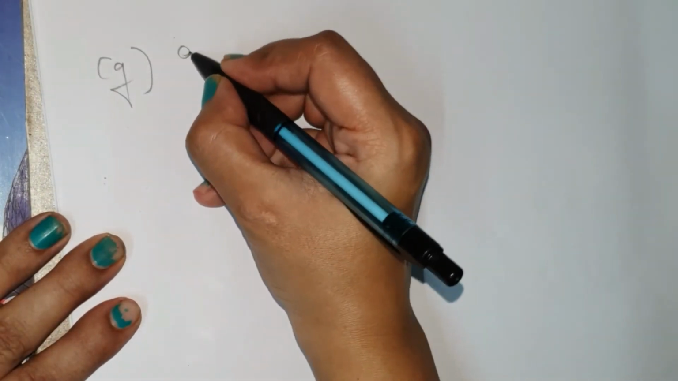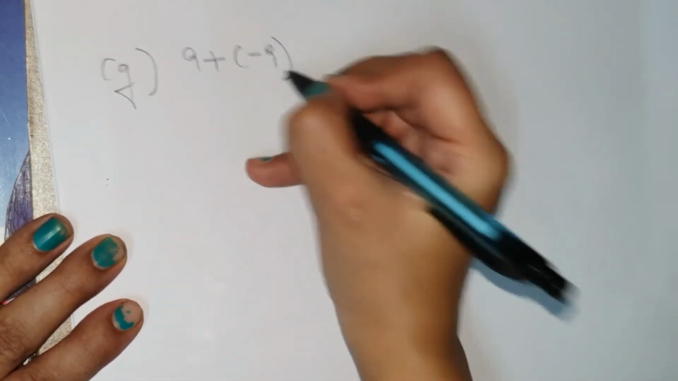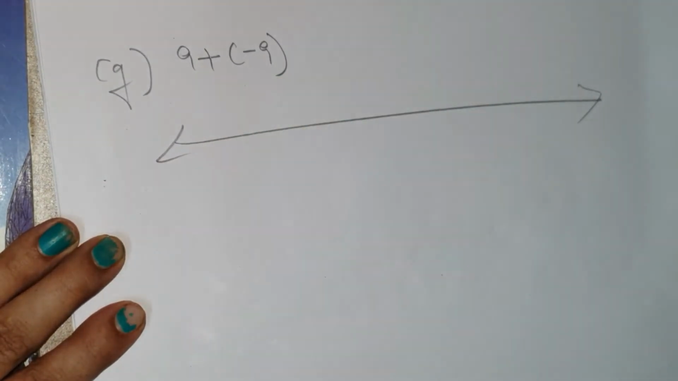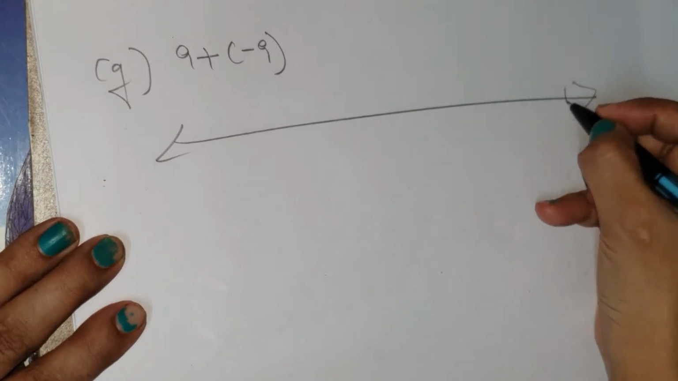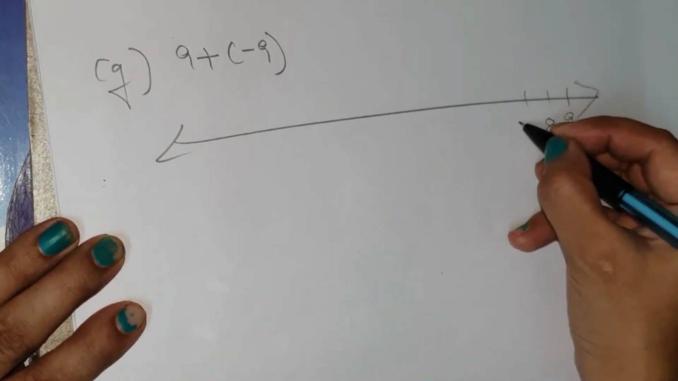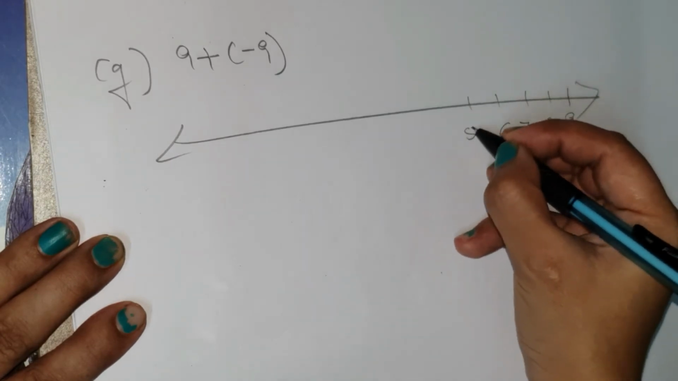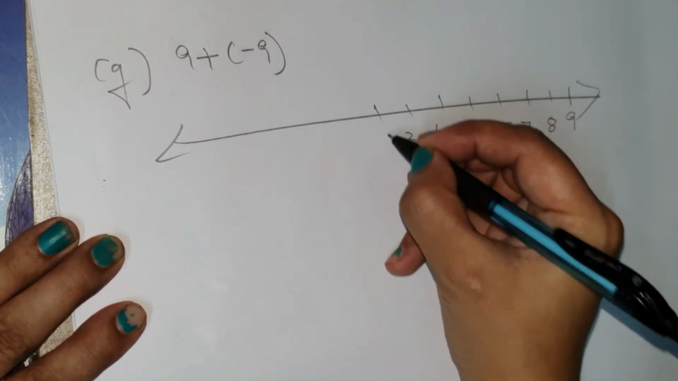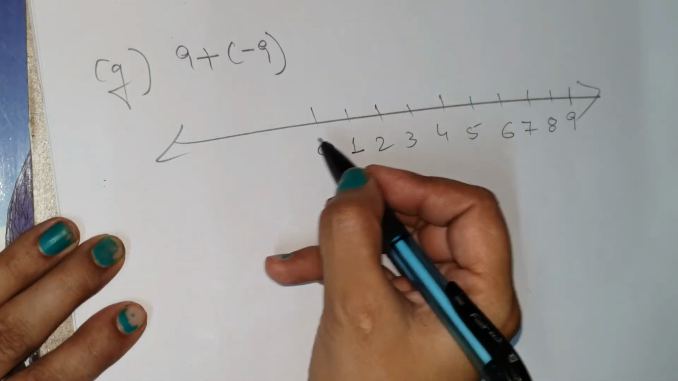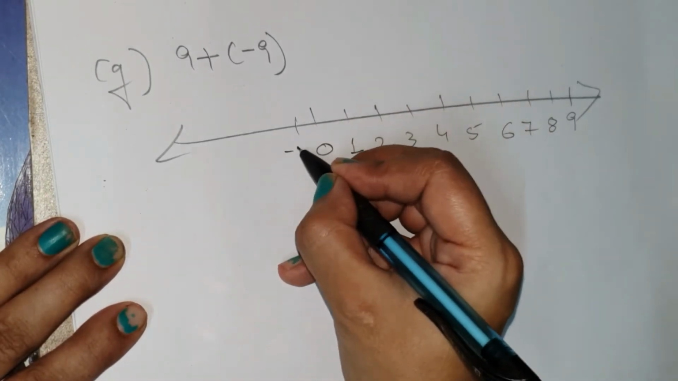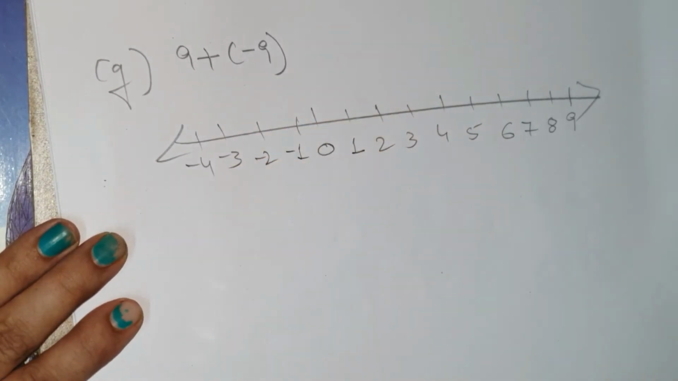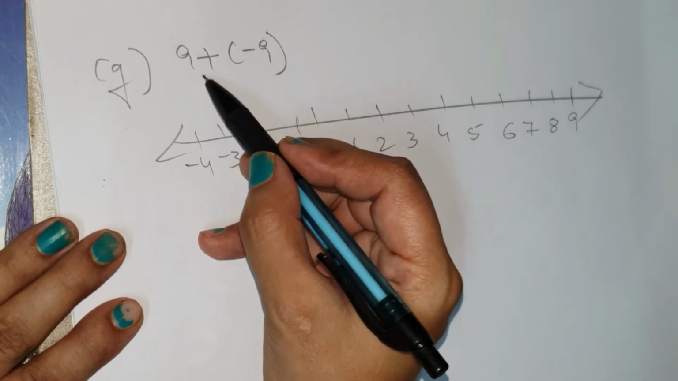So in G part it is 9 plus minus 9. This is the question. Draw the number line. So positive 9. Okay, it is from positive 9. So from right hand side we will start. So here you will write 9, 8, 7, 6, 5, 4, 3, 2, 1. Then this much space we are having, so we will write the negative integer 0, minus 1, minus 2, minus 3, minus 4.